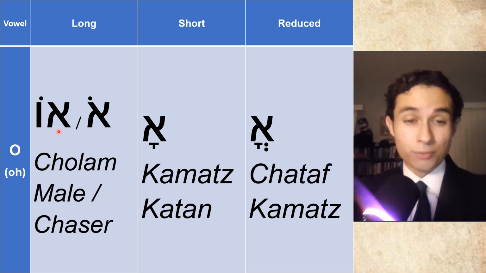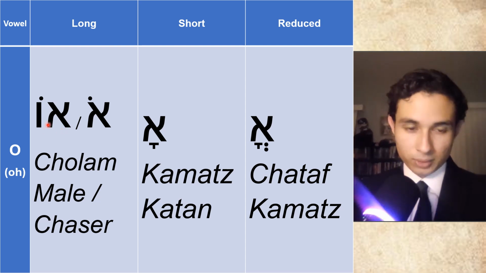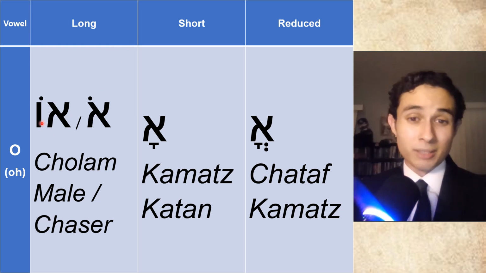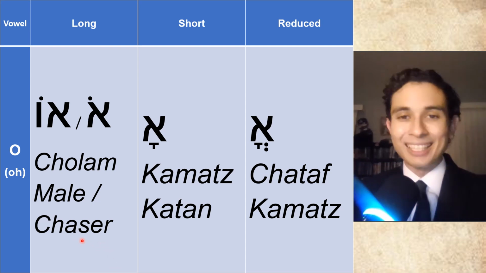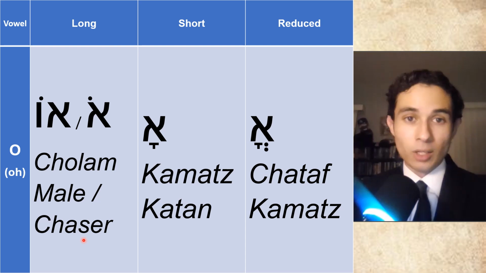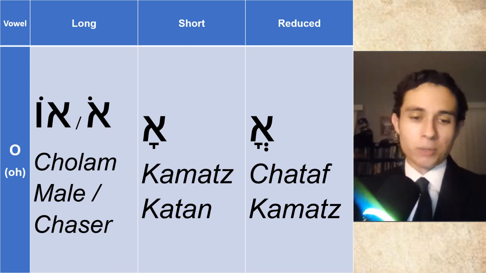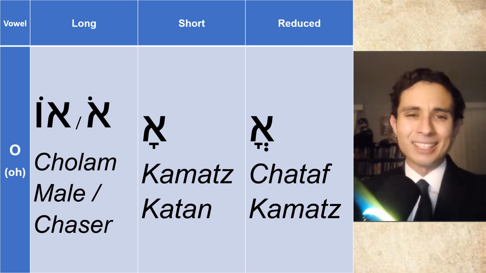Remember that it is full with the presence of a vav. Okay, look at the vav here. And notice the difference, that this time it is a vav and not a yod. Okay, and the short vowel is a cholam chaser, because it is incomplete, it is lacking without the vav, as you see here. So, like I said, there technically is a difference in that.